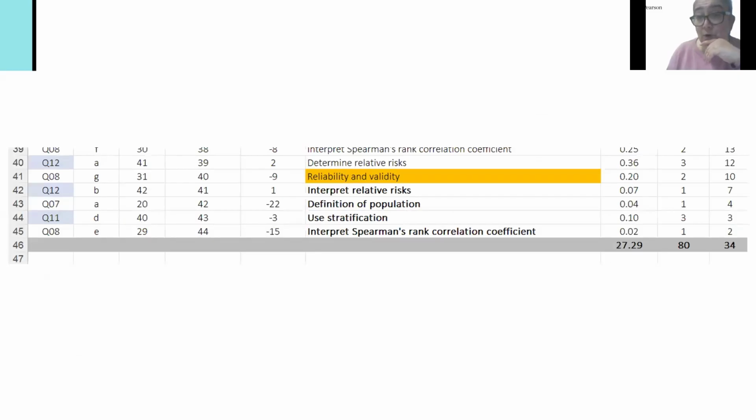And if you see right down the bottom, we've got reliability and validity. That's under that appropriateness. Spearman's rank, only 2%, was the worst answered question on foundation. Stratification, again, I'm going to exclude that because stratification has always been in the past an extended answer where you have to talk about how you're going to collect a stratified sample. So I am going to include that in the session later on in the year.